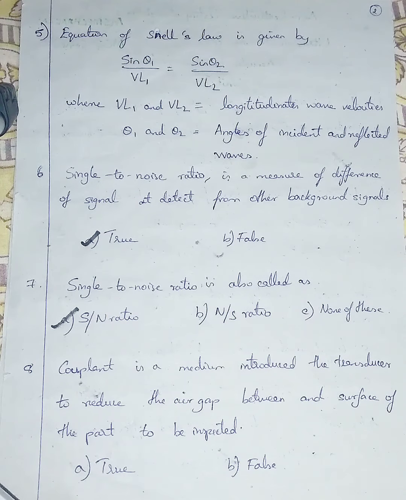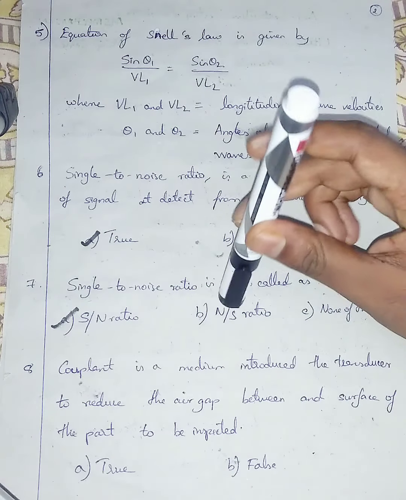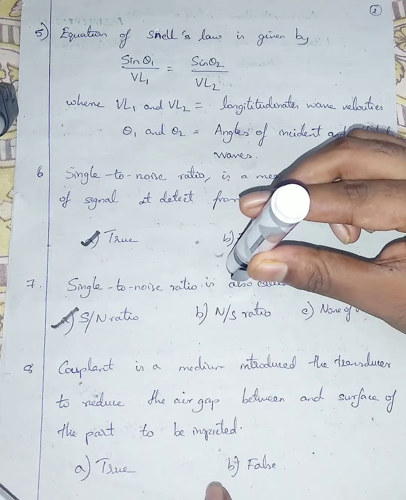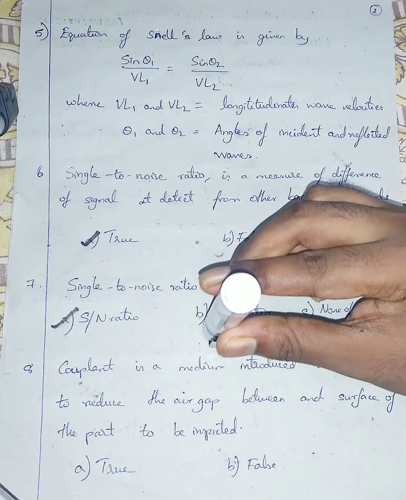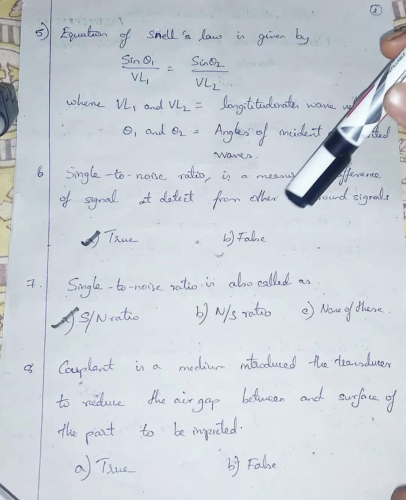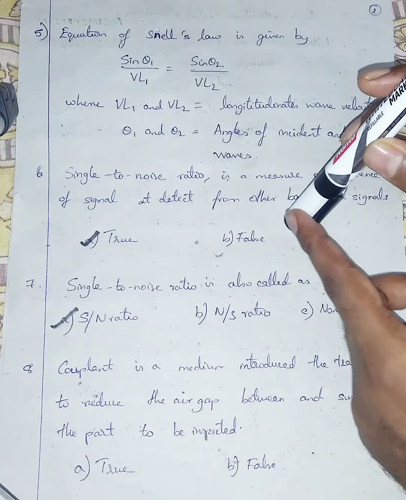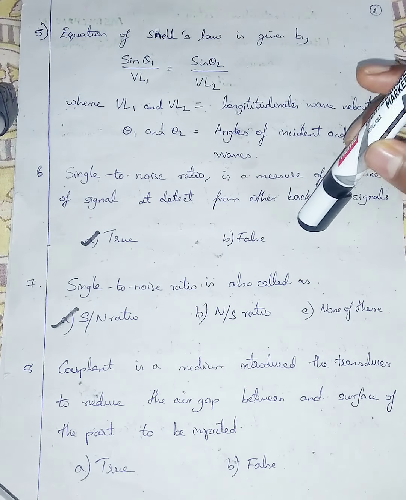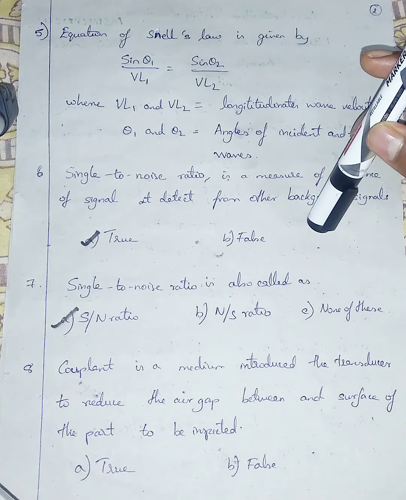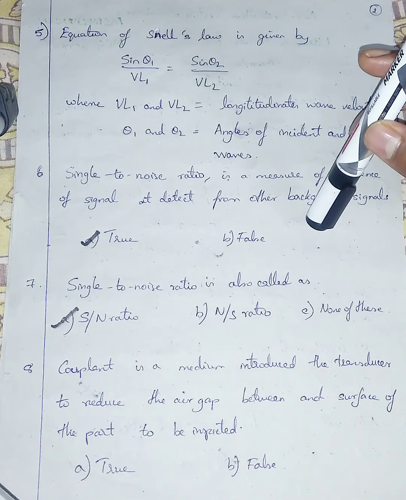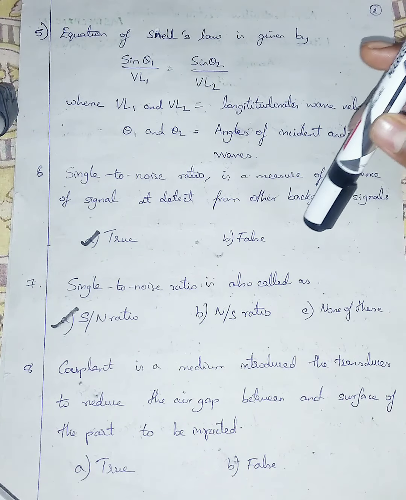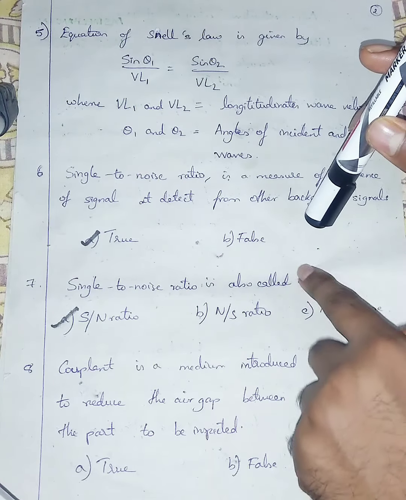Question number 8. Couplant is a medium introduced in the transducer to reduce the air gap between the surface of the part to be inspected. Consider this as a transducer. We will be going along the surface with the instrument, but in the meantime there will be some gap between the transducer and the part. Couplant is a medium. Medium means a material. It is introduced in a transducer just to minimize the gap between the surface and this transducer.